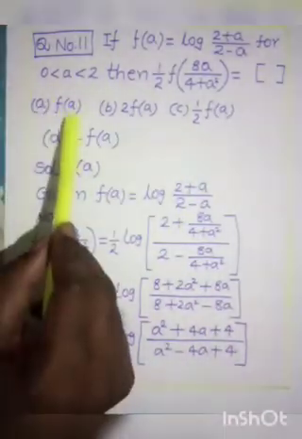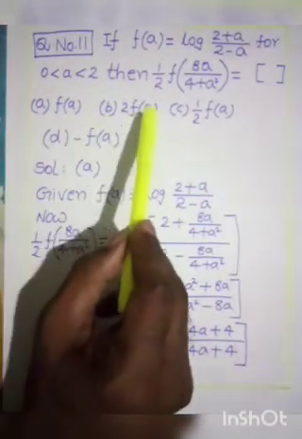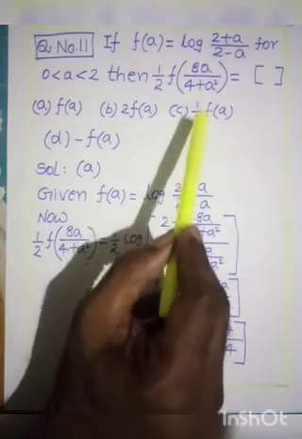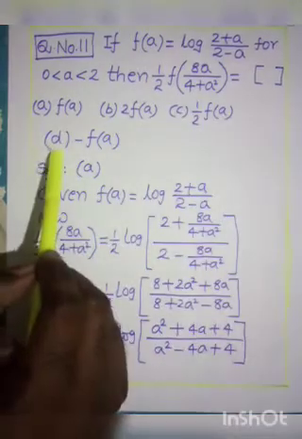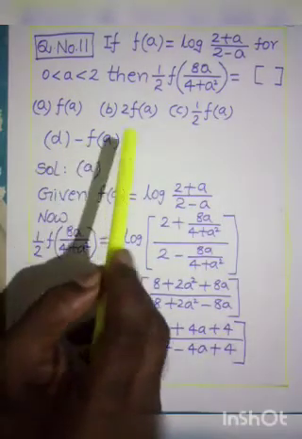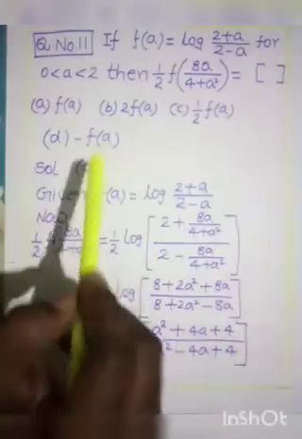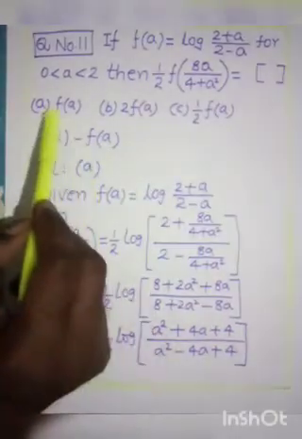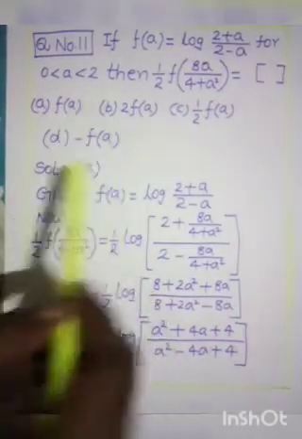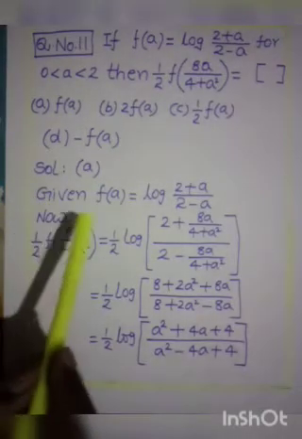Option A is f of a, option B is 2 into f of a, option C is 1 by 2 f of a, and option D is minus f of a. Out of all these four options, the first option is the correct answer, that is f of a. Let us see the explanation.